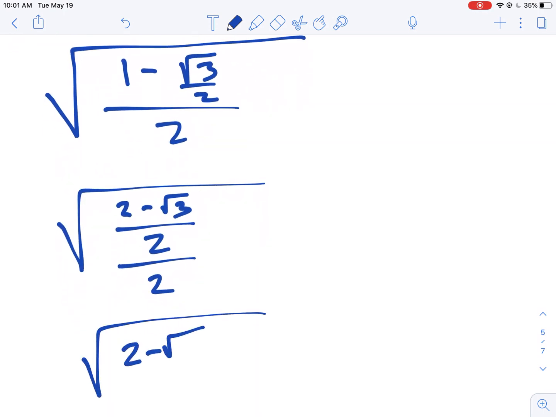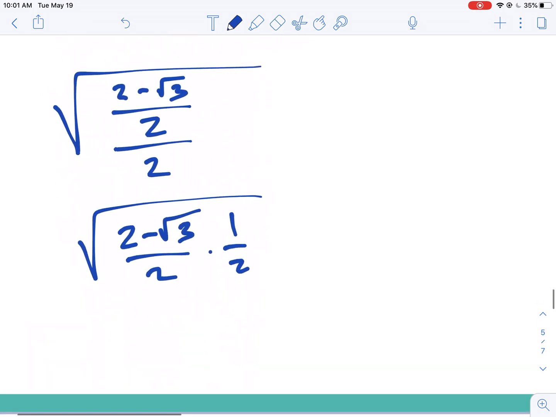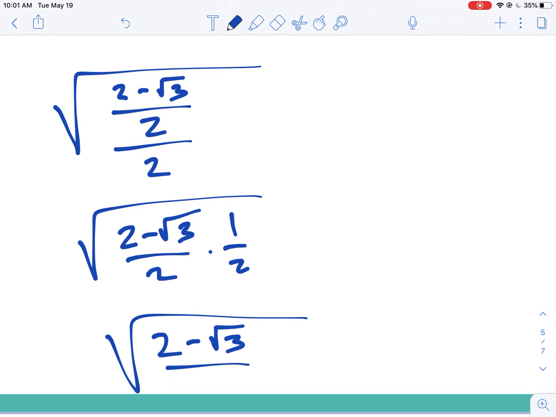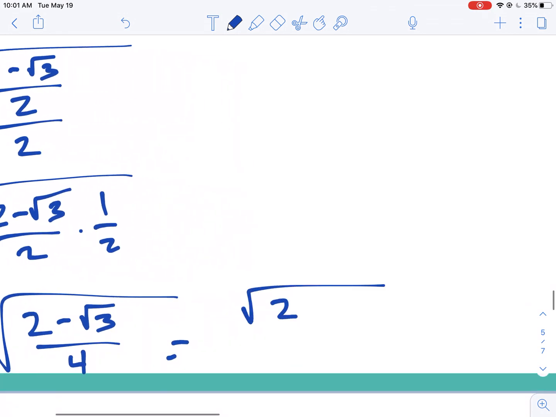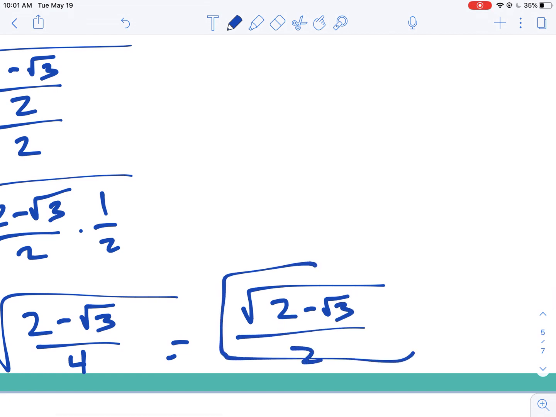2 minus the square root of 3 over 2 times 1/2, which is the square root of 2 minus the square root of 3 over 4, which is equal to the square root of 2 minus the square root of 3 all over 2. And we're going to leave it here. Now, this is a really, really ugly answer. I don't like the way this looks a lot, but this is how far we can simplify.